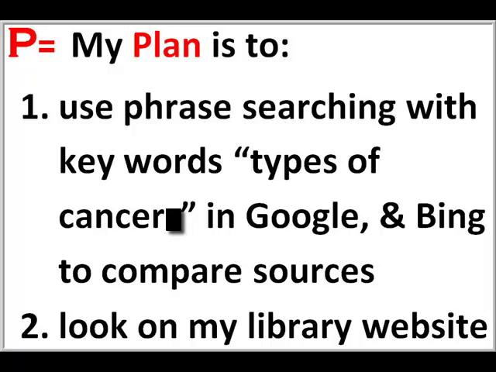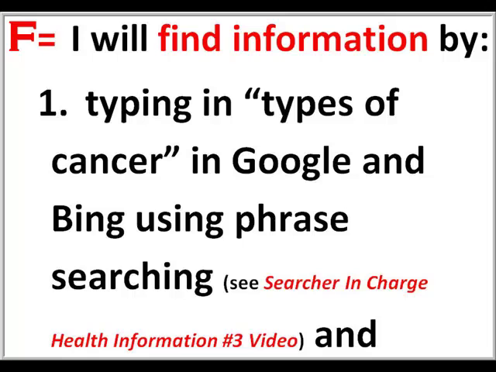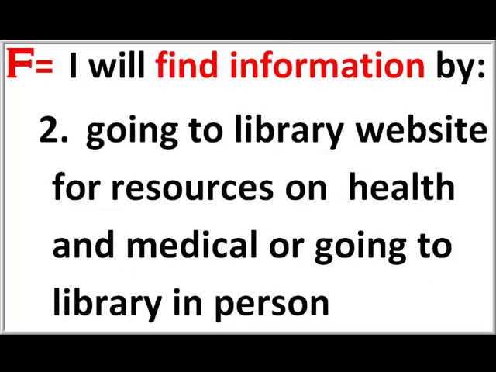Many times we do the 5 steps of IN FACT in our head, yet at times it can be useful to write a few things down. It is up to you. Using phrase searching, we will find information by typing in "types of cancer" in Google and Bing, and also by going to a library website and finding their resources for health and medical information. I can also go to the library in person. Let's practice.